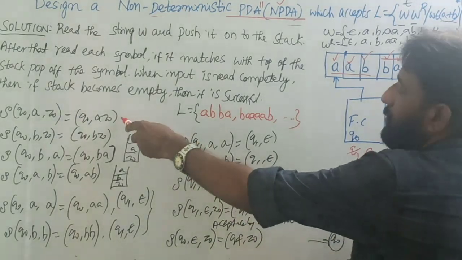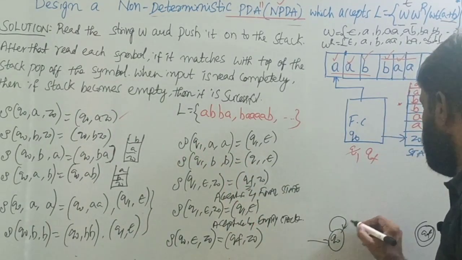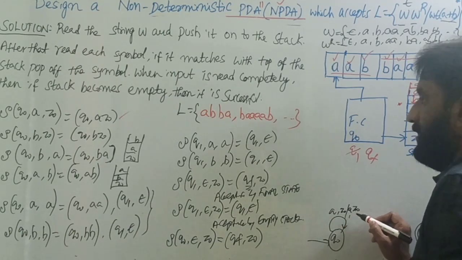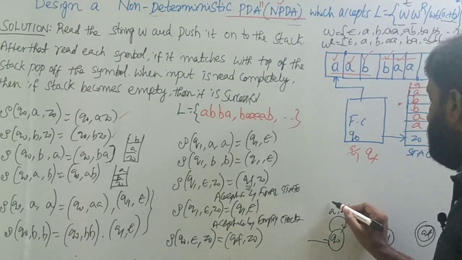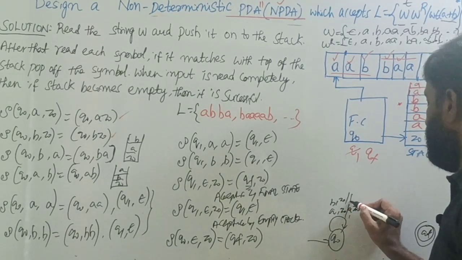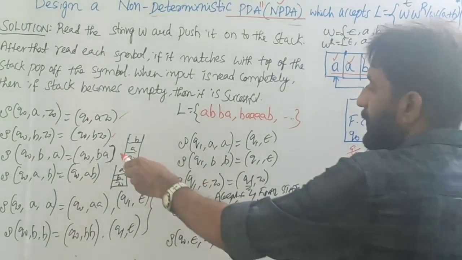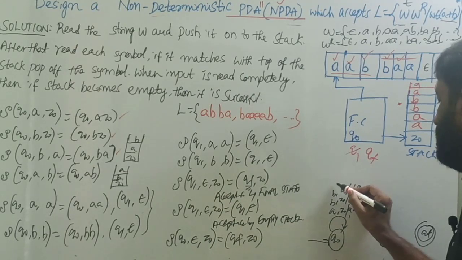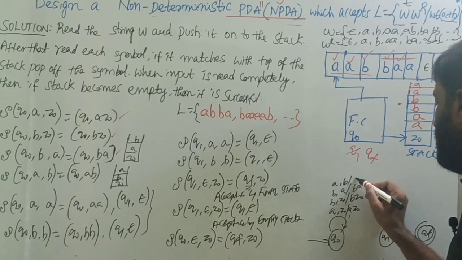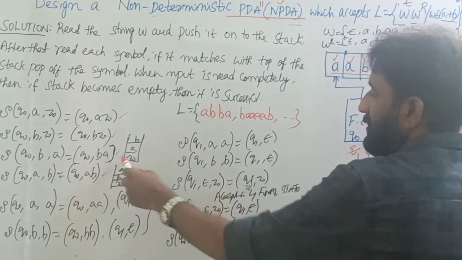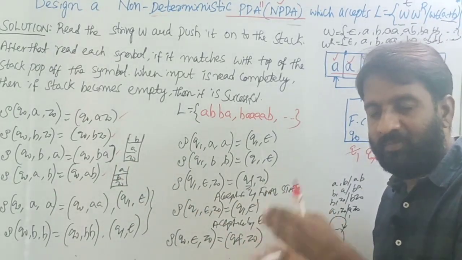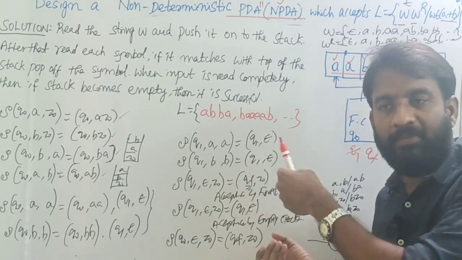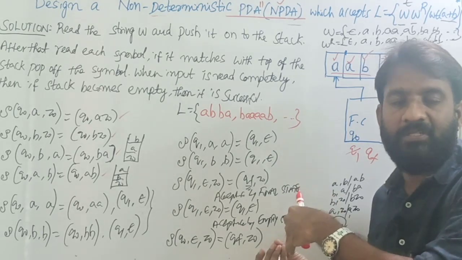So Q0, it's a self state. If the input symbol is A and the top of the stack is Z0, add A onto the stack. The next one: if the input symbol is B and the top of the stack is Z0, add B onto the stack. The next one: if the input symbol is B and the top of the stack is A, add B onto the stack. If the input symbol is A and the top of the stack is B, add A onto the stack. Then how can you find the ending of the string and the starting of the reverse of the string? If the next input symbol is A and the top of the stack is A, we can identify that maybe it is the reverse of the string.